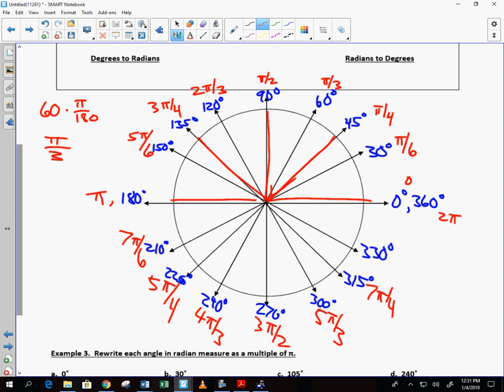330. 30 goes in how many times? 11. 11 pi over 6. Lots of ways to think of it. That's one way. That's the way I like to think about it. You need a scratch sheet of paper, a pencil, and a group of 2 or 3. Go.